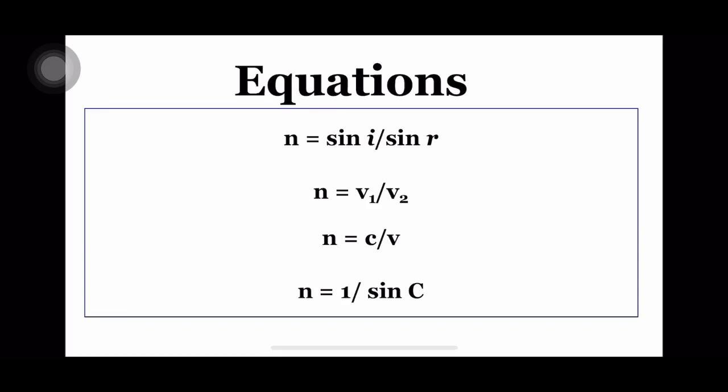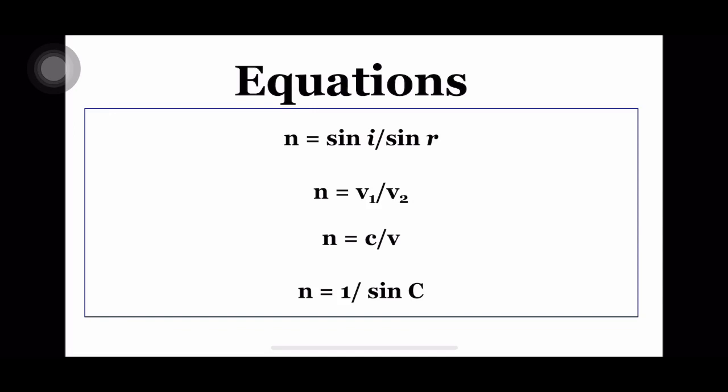And the next one, n is equal to v1 divided by v2, where v1 is the speed of light in the first medium and v2 is the speed of light in the second medium. n is equal to c by v. c is the speed of light, which is 3.0 times 10 raised to the power of 8 meters per second, and v is the speed of light in the second medium that it enters into.